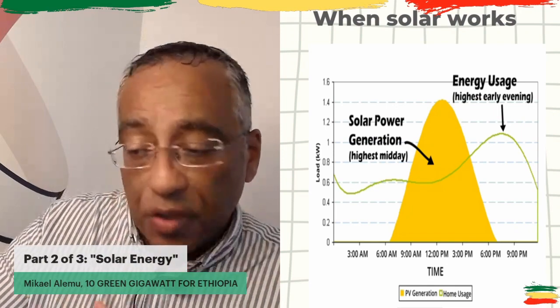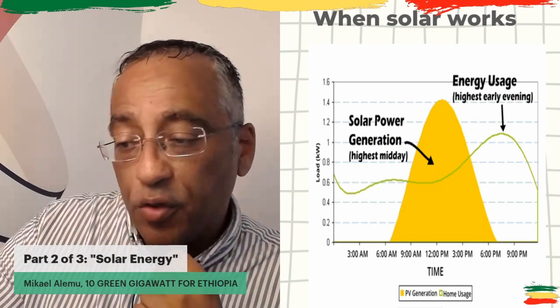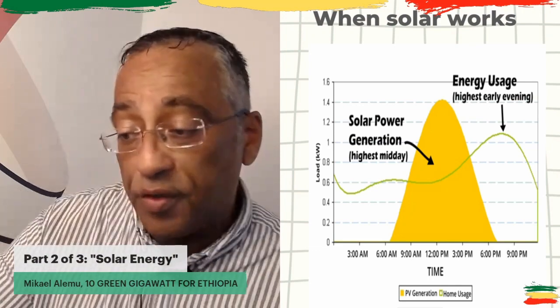How much it can produce, how much electricity can be produced by the solar system is what we see on this picture.